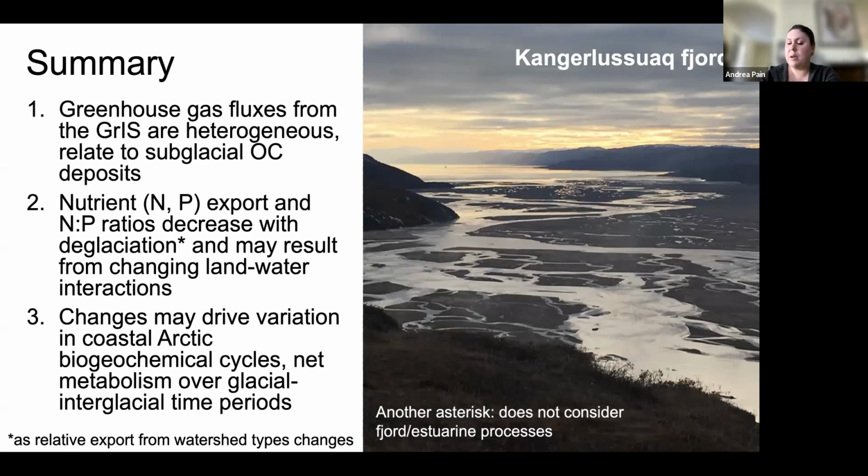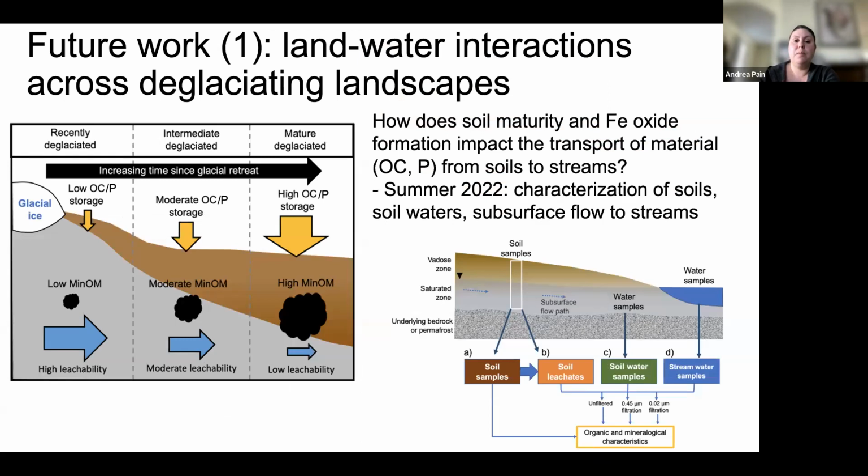So I think we have time. I just want to spend a few minutes talking about some current and future work that stems from this work that I presented today. So in summer of 2022, I'll be going out to Greenland again, hopefully, if the pandemic allows it, to look at the land-water interactions across these deglaciating landscapes.